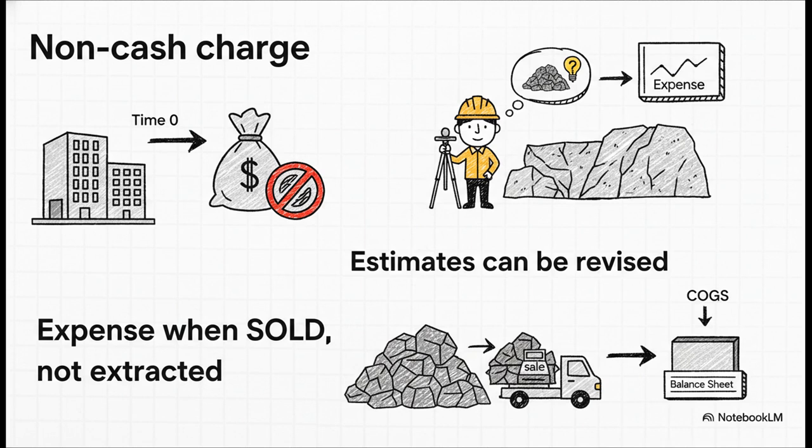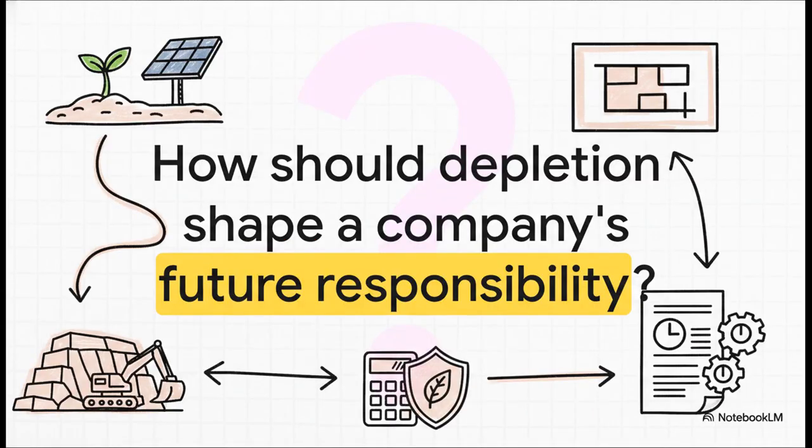Finally, and this is a subtle but critical application of the matching principle, you expense the resource when it's sold, not just when it's extracted. So if Bedrock extracted 5,000 tons but only sold 4,000, the depletion expense would be $80,000. That's 4,000 tons times $20. The cost of that unsold 1,000 tons, $20,000, would just sit on the balance sheet as inventory until it's actually sold.